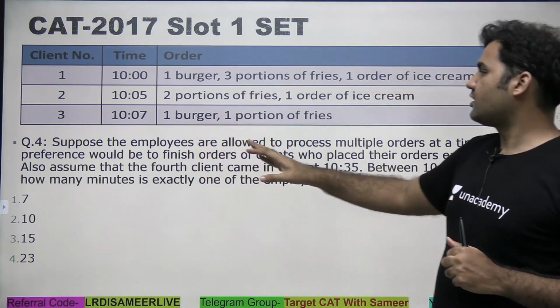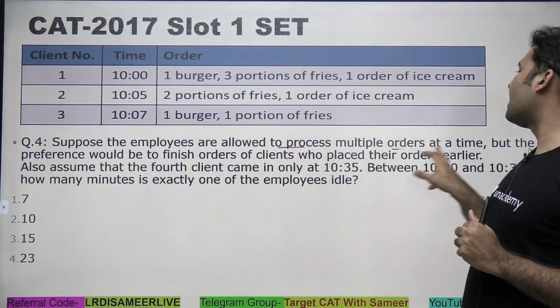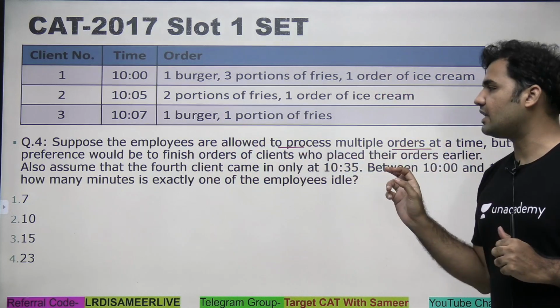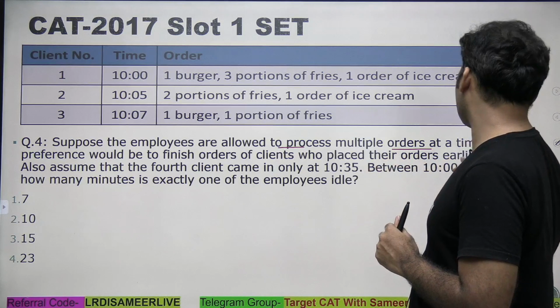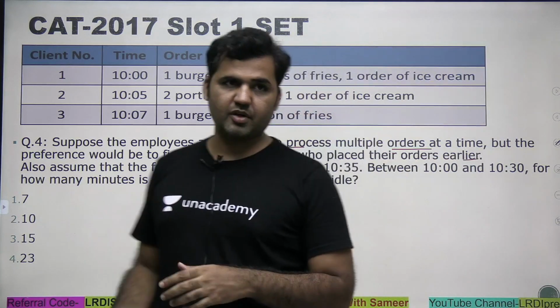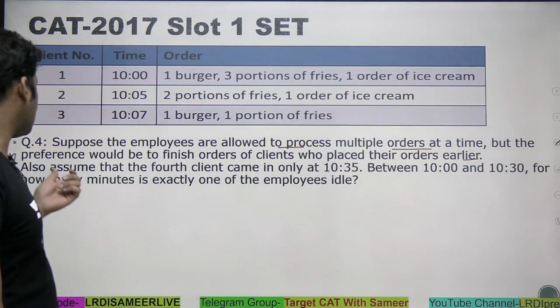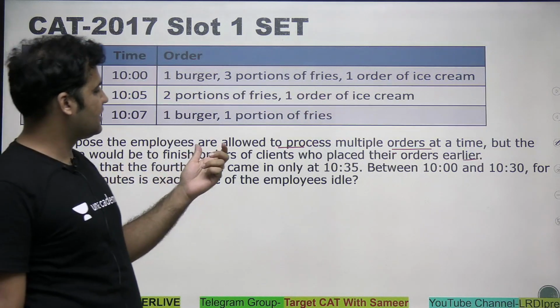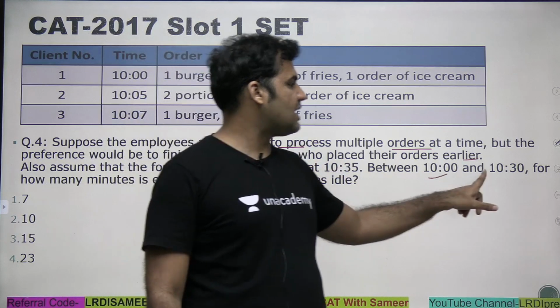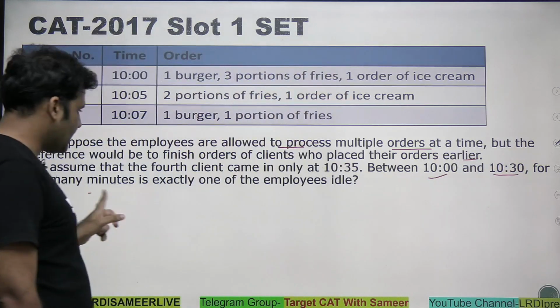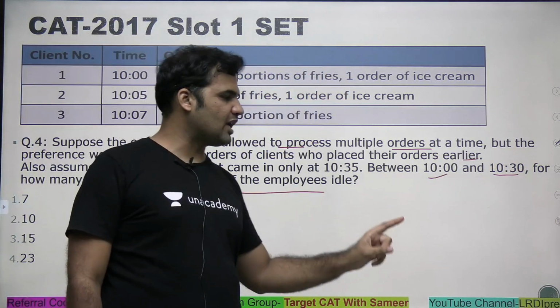It says that suppose the employees are allowed to process multiple orders at a time, but the preference would be to finish orders of the client who placed their orders earlier. Same condition as the previous question. Now the question says also assume that the fourth client came in only at 10:35. Now between 10 and 10:30, for how much time is exactly one of the employees idle?